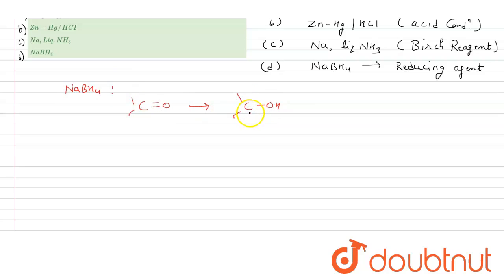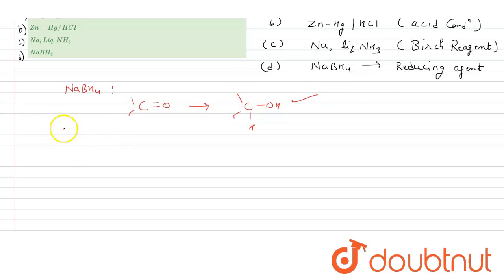Right? So it is also H. So it converts just the C double bond O into CHOH. So I can say that it is converting the ketone into alcohol. But in the product we are getting an alkane, that is, a CH2 group. So this should not be the answer.